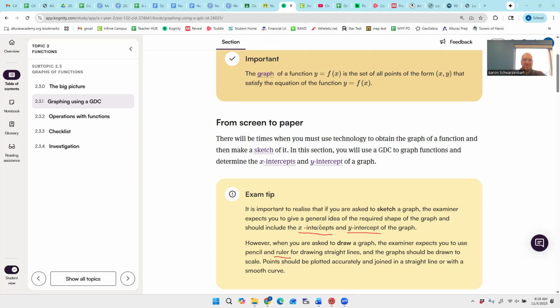Make sure that any relevant points for solving are labeled. Points should be plotted accurately, joined in a straight line or smooth curve. Make a decent drawing. Label points. Label your axes. Label your intercepts.